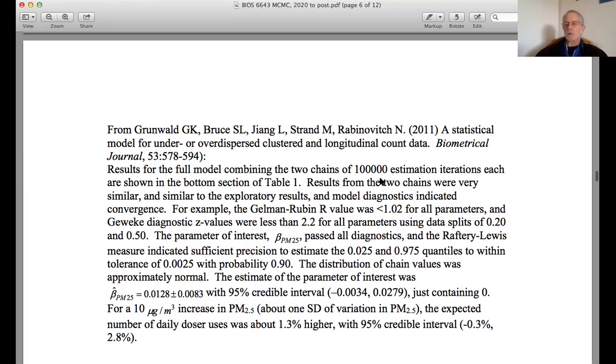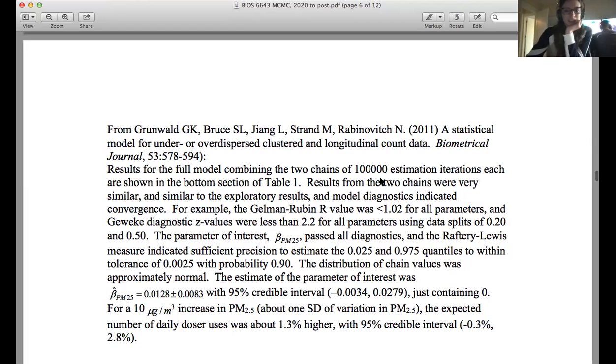I've had models where 100 iterations was plenty. For a simple model, 100 might be plenty. For a complex model, 100,000 may not be enough. So the number of iterations is very problem dependent.